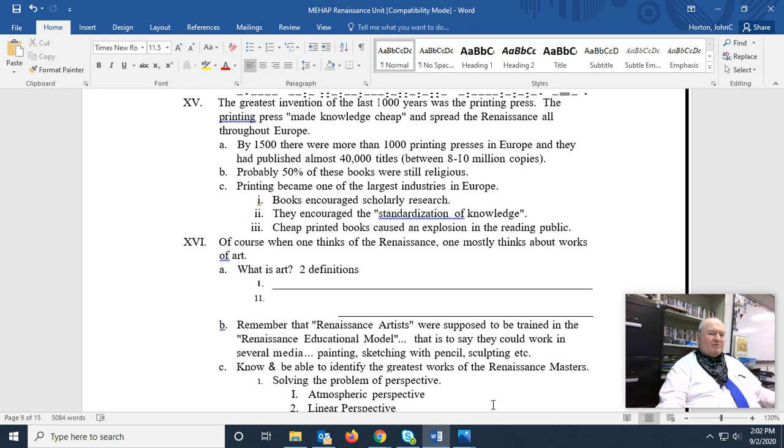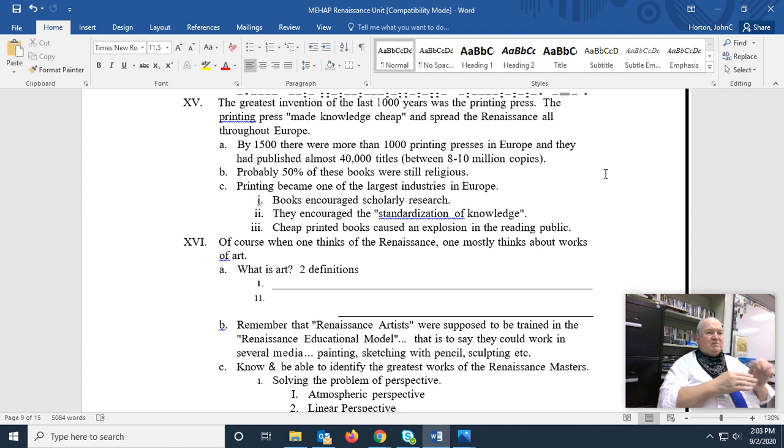Beginning with Roman numeral 15, you see up there, the greatest invention of the last 1,000 years was the printing press. And I mean, nobody else is even close. The printing press, which was invented by Johann Gutenberg, and once again, the printing press is not complete. It's the movable type printing press.